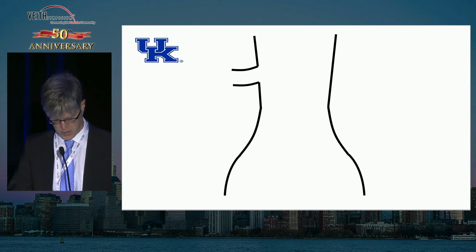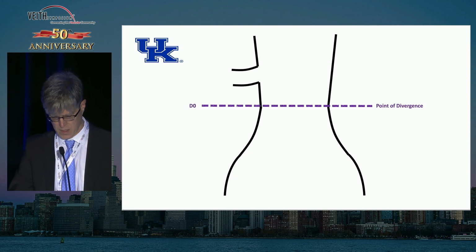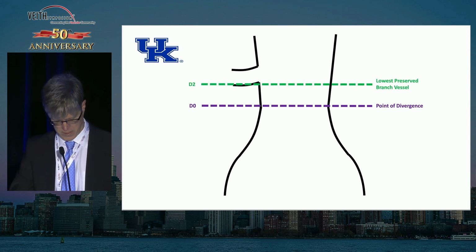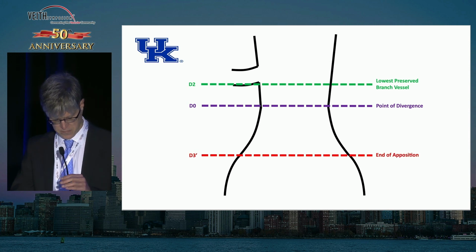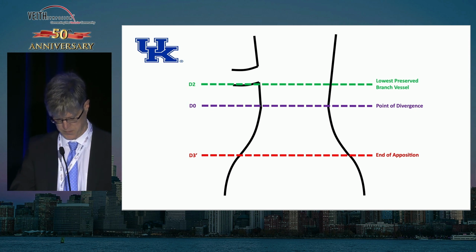Now, in this system, the proximal anatomy is subclassified into three phenotypes based on the relative position of three objectively defined points along the center line. The key point is called the point of divergence, which is the first point moving from proximal to distal along the aorta where the diameter starts to enlarge. That is, the aortic walls begin to diverge rather than converge. The other 2 points are the lowest preserved branch vessel and the end of apposition, defined as the point where the diameter of the aorta exceeds the effective sealing diameter of the device used. For preoperative assessment, I consider that 32 millimeters.